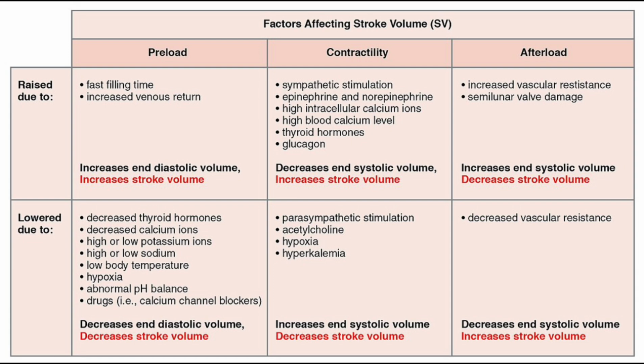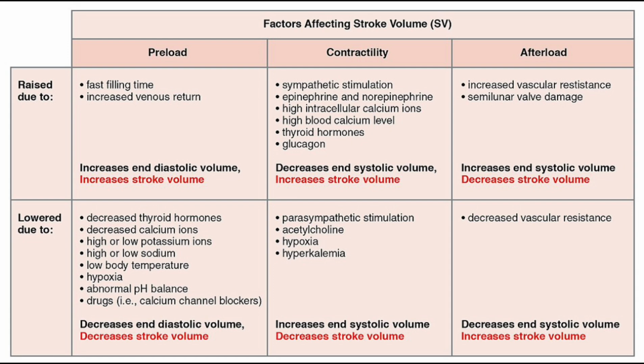Then contractility is raised due to sympathetic stimulation, epinephrine and norepinephrine, higher intracellular calcium, and even thyroid hormone and glucagon. And its effect is to decrease the end systolic volume and increase the stroke volume. It is lowered due to parasympathetic stimulation, acetylcholine, hypoxia, and hyperkalemia. And its effect is increasing the end systolic volume, which finally decreases the stroke volume.